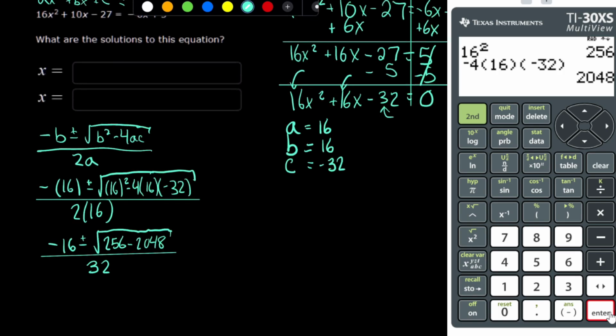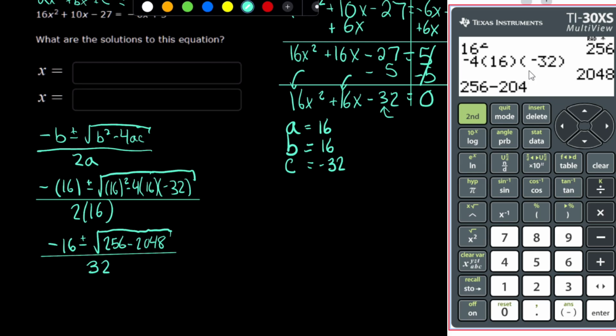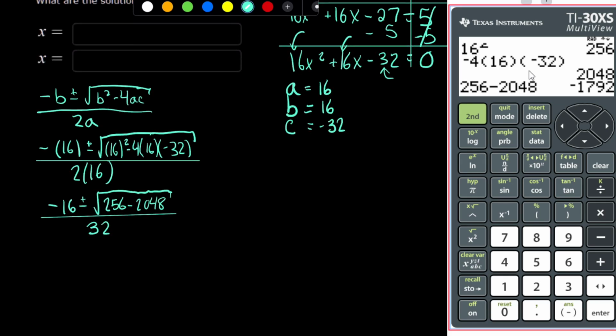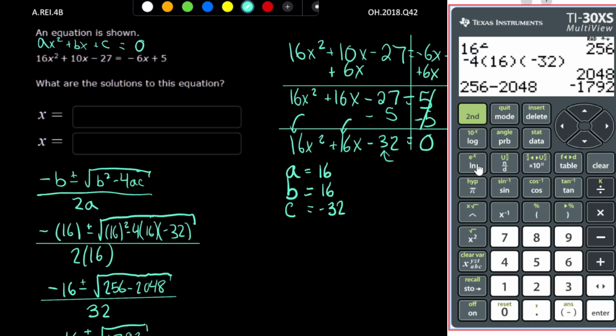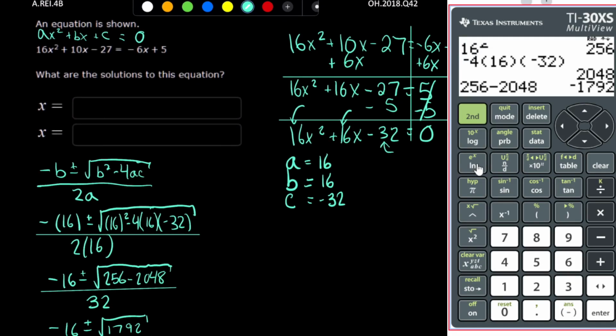All right. Told you we're working with big numbers now. 256 minus 2048. 1792. Negative 16 plus or minus 1792. The square root of 1792. And let the calculator do all the heavy lifting for you. Something went wrong here. Hold on. Hold on a second.